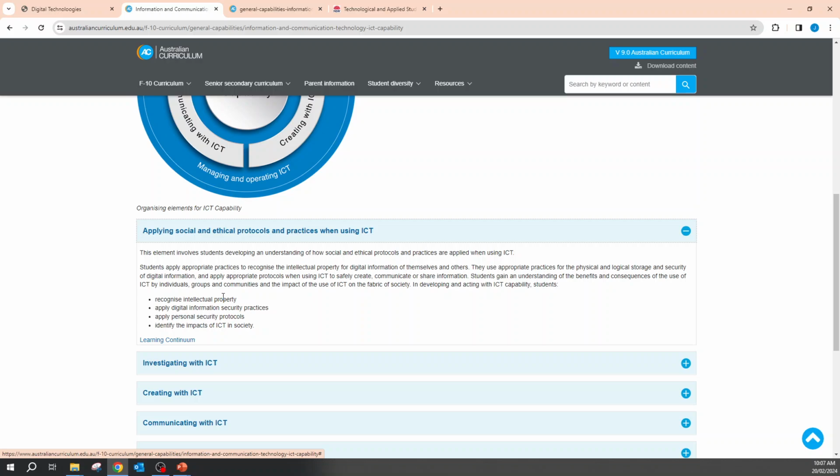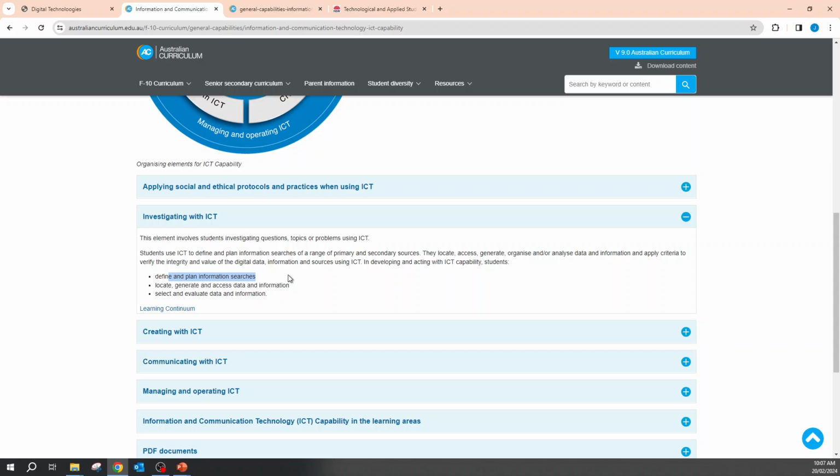So it's about good, rigorous intellectual practice from an early age, applying personal security protocols, things like passwords. My son's in year one, practicing using his password and not sharing it and those sorts of things. We've got the investigation component there as well, defining and planning information searches, and there are child-safe versions of these things that can be used.